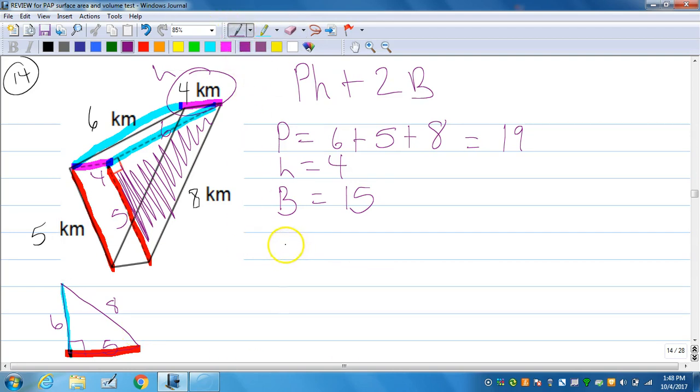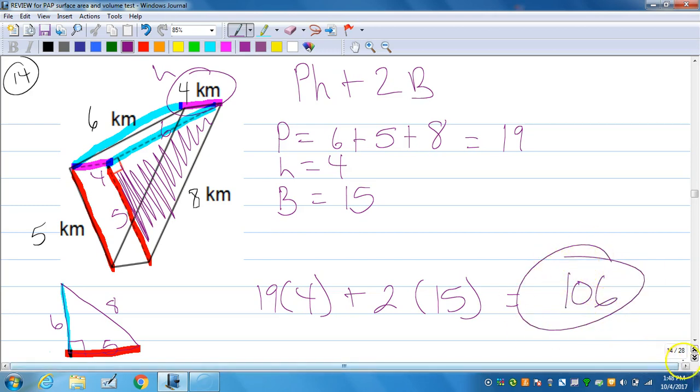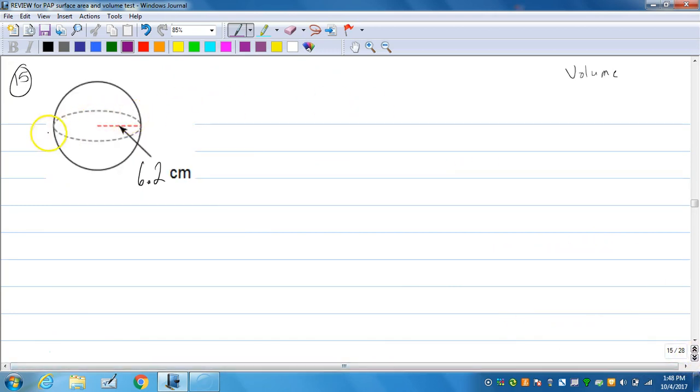Put in the formula. P is 19 times the height plus 2 times the area of the base, which is 15. All that should give you 106.